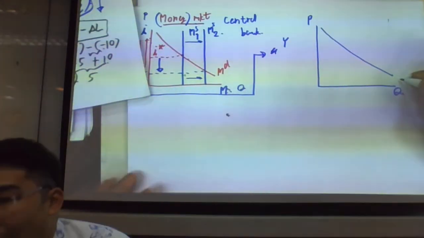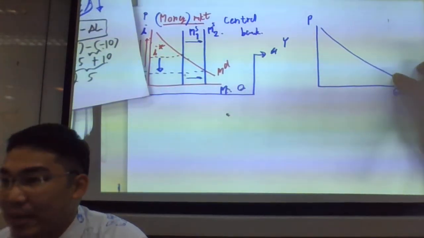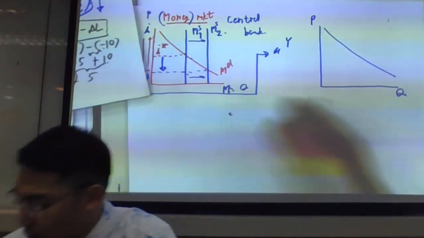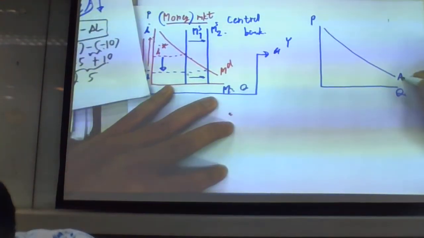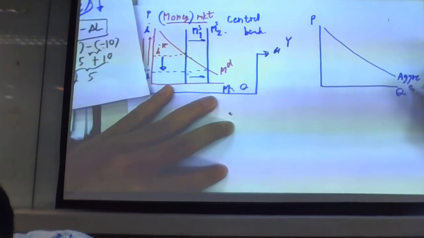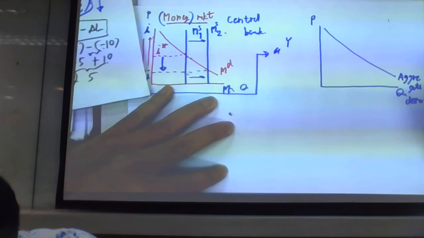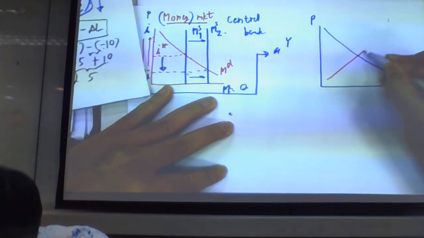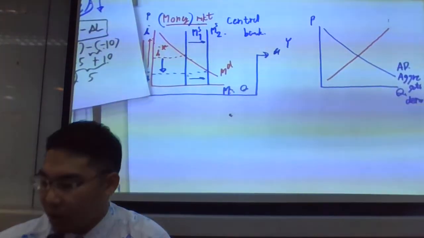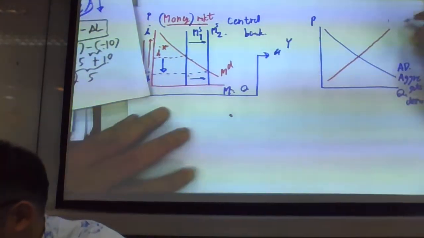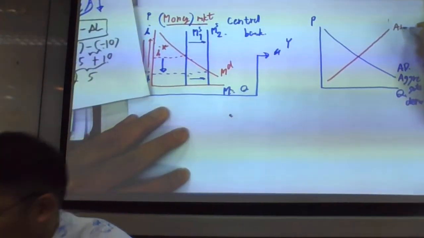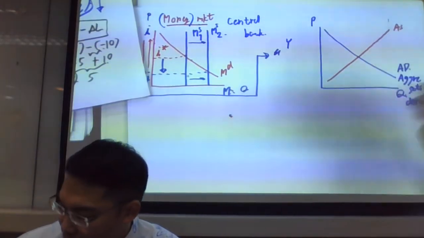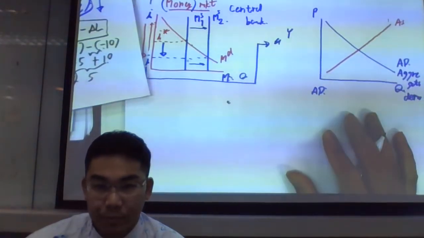So for this one, we also have the demand, but this one is the demand for everything in the economy. That's why we call this the aggregate demand. Sorry for my handwriting. You can use AD as a shorthand for aggregate demand. And we also have the supply for everything in the economy. We call it the aggregate supply, AS.